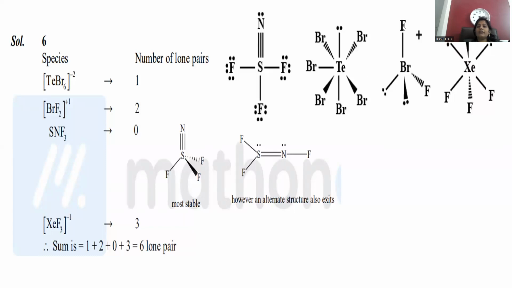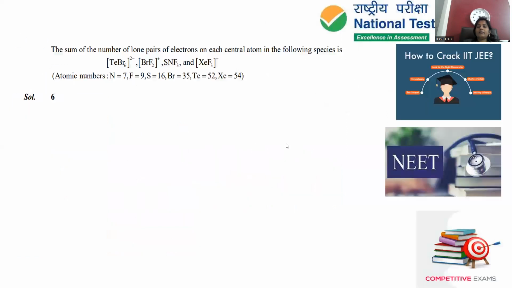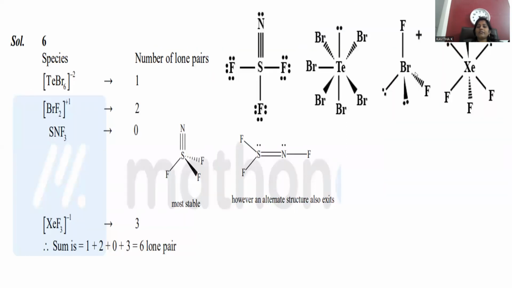And if you go for the second compound, bromine difluoride, positive one. When bromine difluoride is taken, this is a kind of angular arrangement, just like a water molecule. Bromine is atomic number 35. Whenever two bonds are generated, being sp3 hybridization, two bonded pairs and two pairs of non-bonded electrons you can notice, so we can say here the number of lone pairs of electrons is 2.